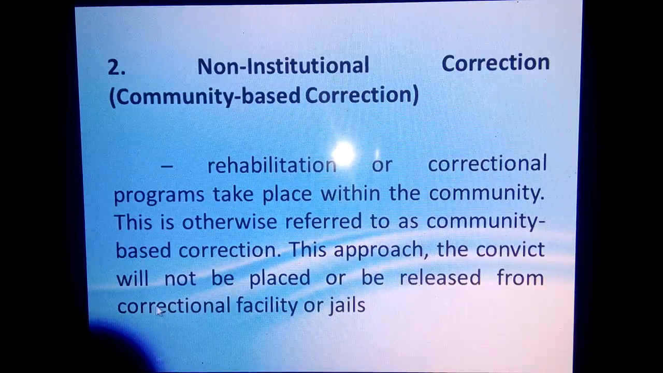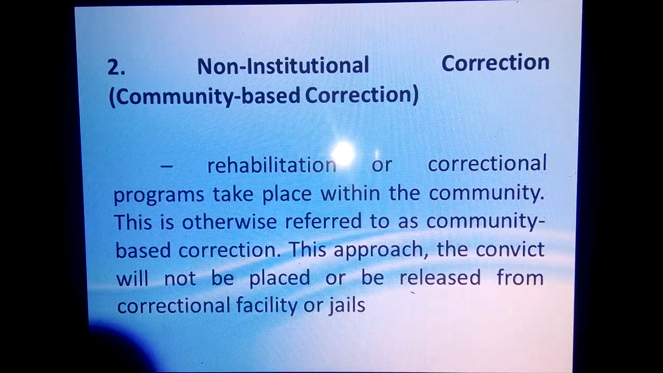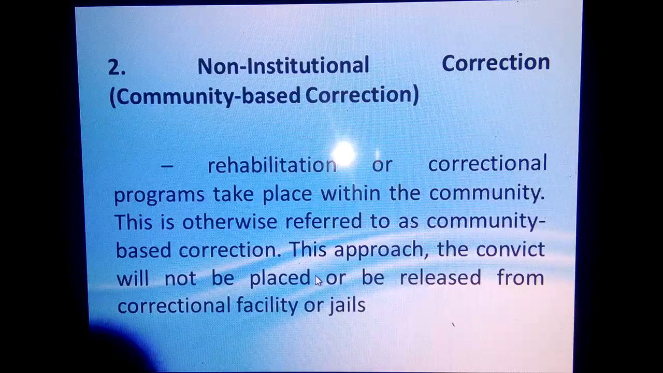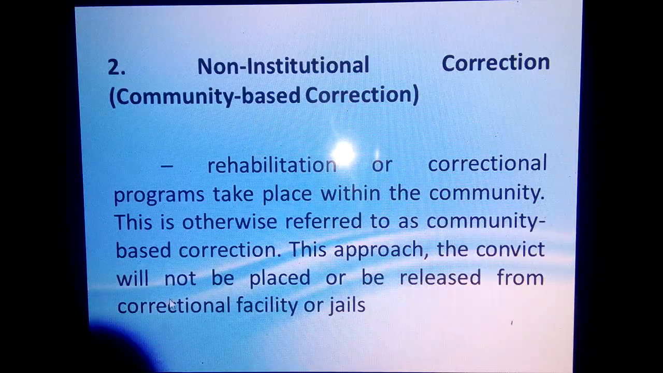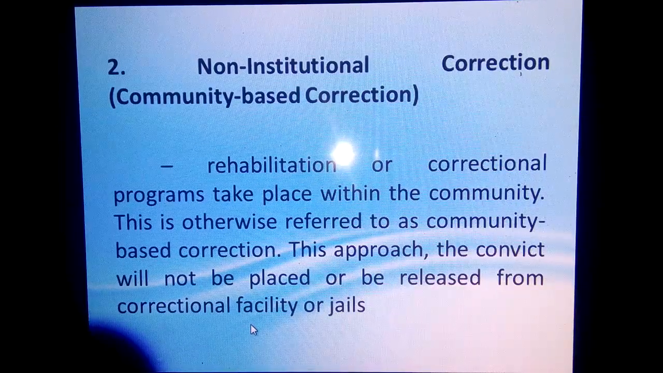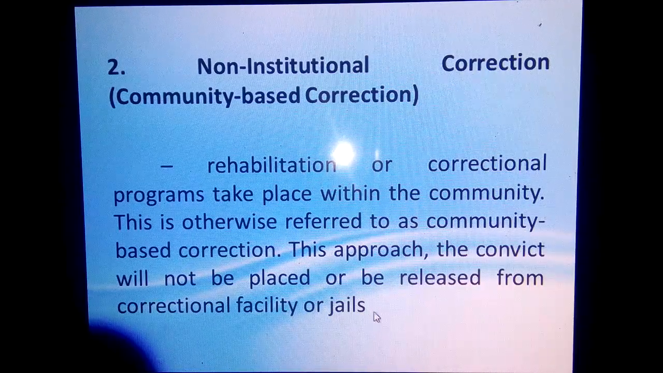So in this approach, the convict will not be placed in, or will be released from, correctional facilities or jails. So ibig sabihin, yung convicted individual as convicted by the competent court will not be placed inside the penal facilities, or they will be released from the correctional facility or jails. Ano kaibahan ng will not be placed or be released from correctional facility? Sir, sabi mo kanina, ito yung mga na-convict ng korte, ng competent court, na hindi na kinukumit inside the jail or correctional facility. Tas meron naman dito, be released from correctional facility. Ibig mo bang sabihin, sir, ay nakulong na sila or nakumit na sila inside the penal institution and now they will be released? Yes, that's true.